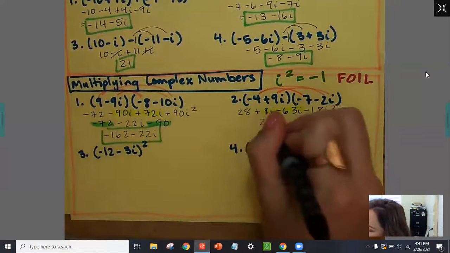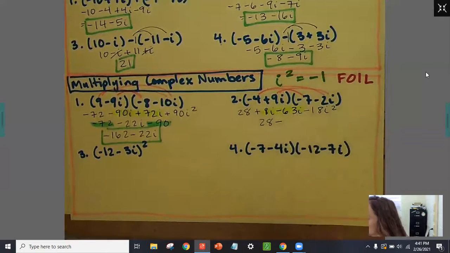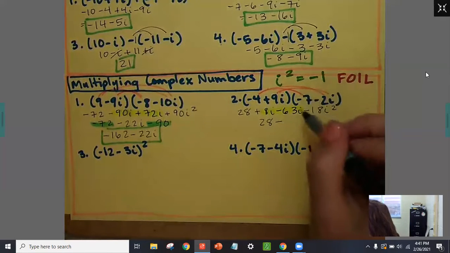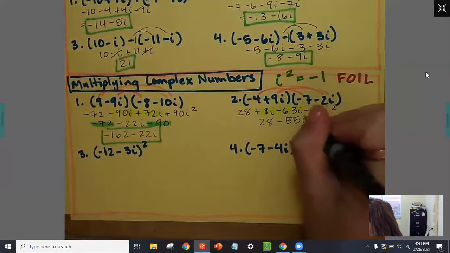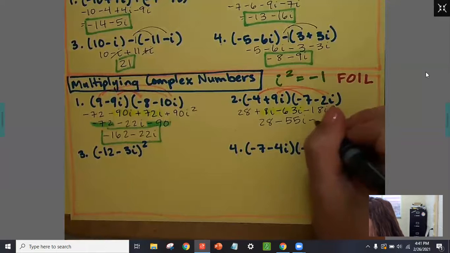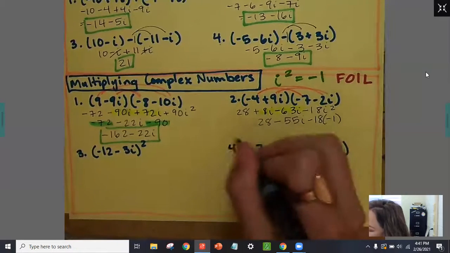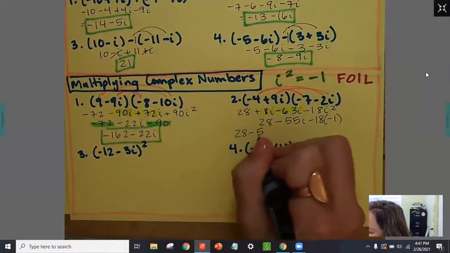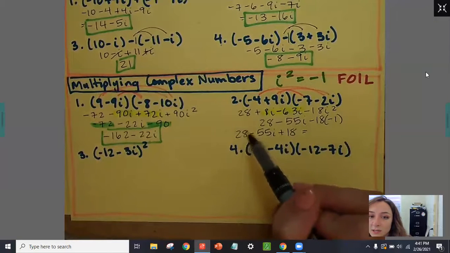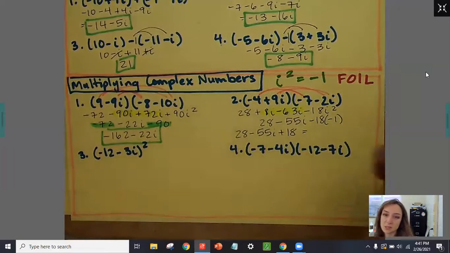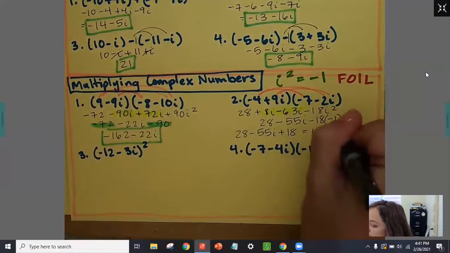So we're going to have 28 minus, here, -63 plus 8 is going to be -55i. And then we're going to have minus 18, but that's going to be multiplied by -1, so it's actually going to become positive 18. So we have 28 minus 55i plus 18, and now we can get our final answer. 28 plus 18 is going to be positive 46, and then minus 55i.